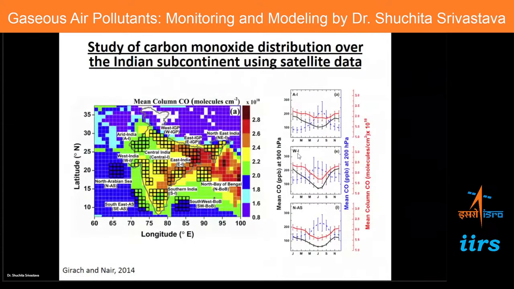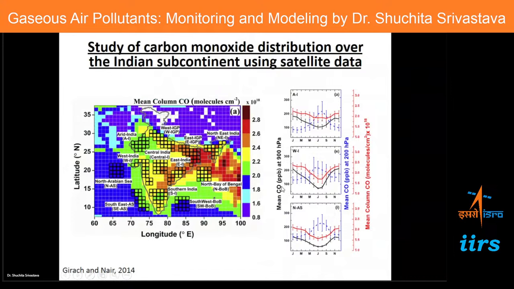Using satellite data, we can also investigate the spatio-temporal distribution of different gases. One example is shown here. This is the level 3 gridded data obtained from MOPITT. Here you can see the spatial distribution of MOPITT CO, the mean column CO in molecules per centimeter square, and the data is 1 degree by 1 degree. You can see some boxes here. Over some boxes, the data is averaged and its temporal distribution is investigated in this article, Girach and Nair 2014. Some examples are shown here: arid India, Western India, Arabian Sea, Northern Arabian Sea.